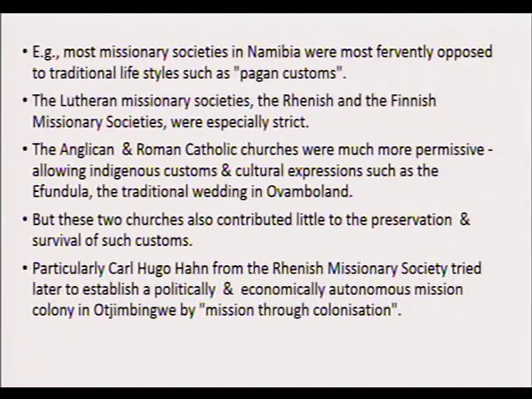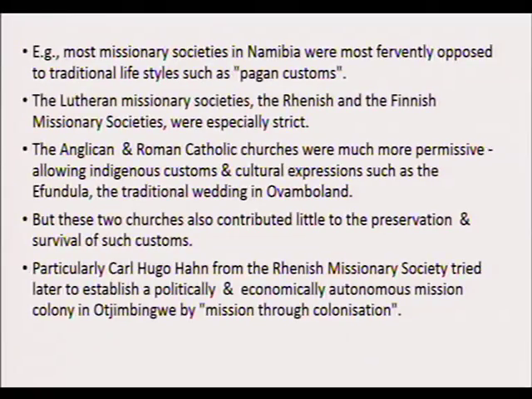Examples that we can use here as well is that most missionary societies were fervently opposed to the traditional lifestyles, and they refer to it as pagan customs. The Lutheran missionary societies were very strict especially, while the Anglican and Roman Catholic churches were more permissive.